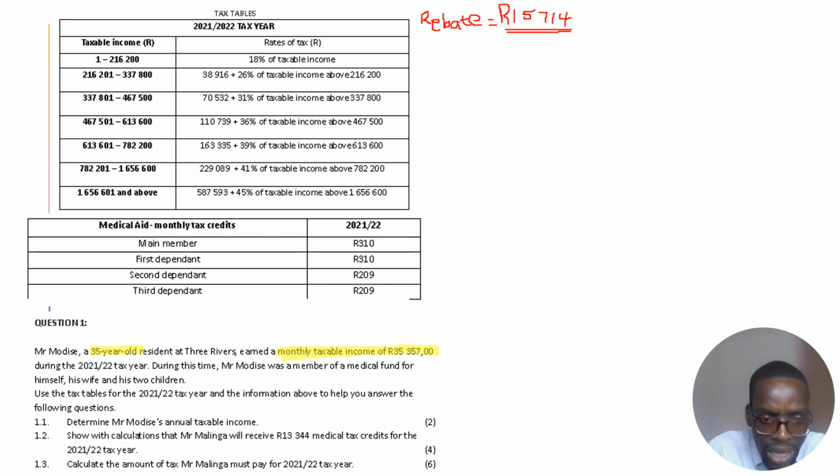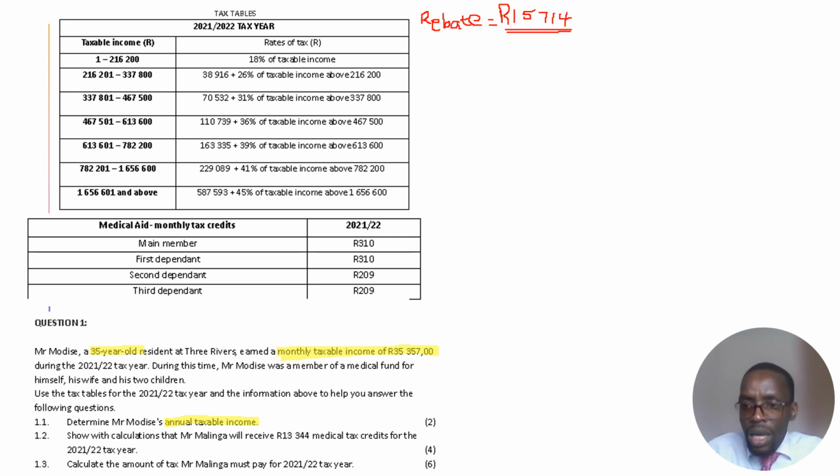Let me highlight what we want here. We want the annual taxable income. When you say annual, remember that it means year. So this is monthly: every month the taxable income is 35,000, but for the whole year we need to multiply this by 12 so that we get the whole year's figure. So what are we going to do?